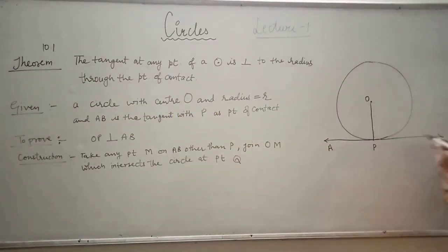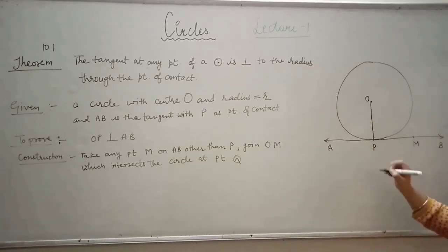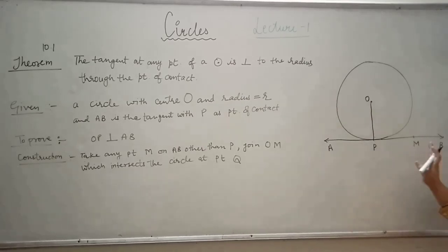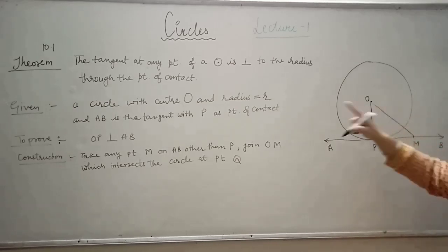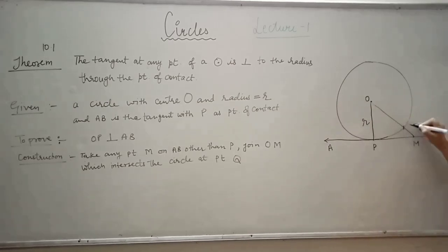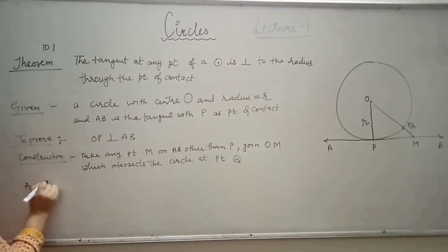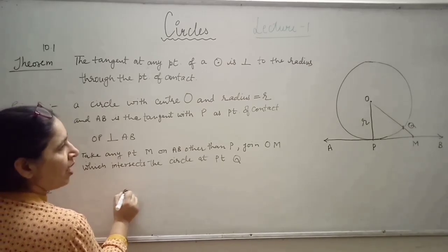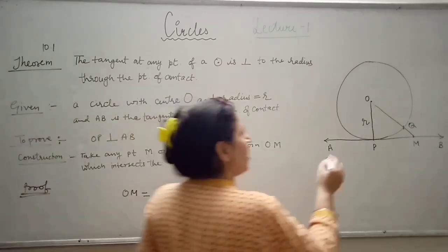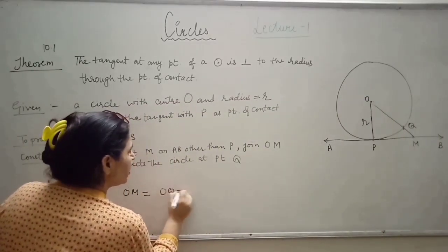हमने एक पॉइंट AB पर एक पॉइंट ले लिया। क्या पॉइंट लिया है? M, other than P। P तो है ही, पॉइंट ऑफ कॉन्टेक्ट है, हमने पॉइंट M ले लिया and we have joined it, और इसका रेडियस r गिवन में है, and this OM is intersecting this circle at point Q. Now in the proof you can see here OM is equal to OQ plus QM.